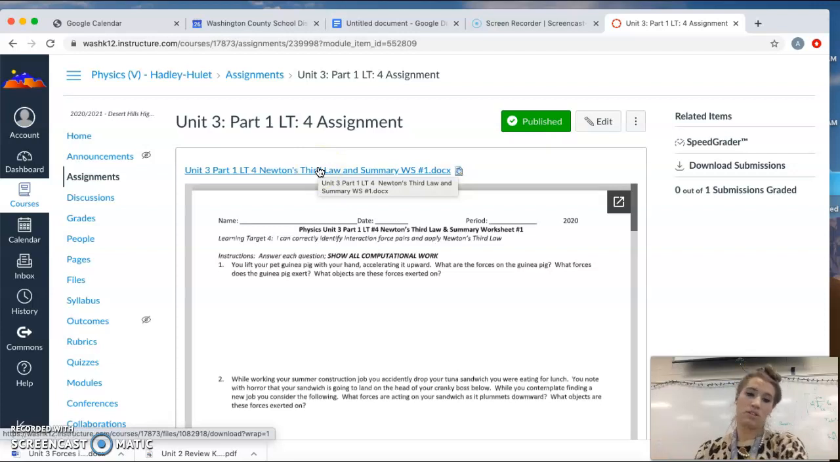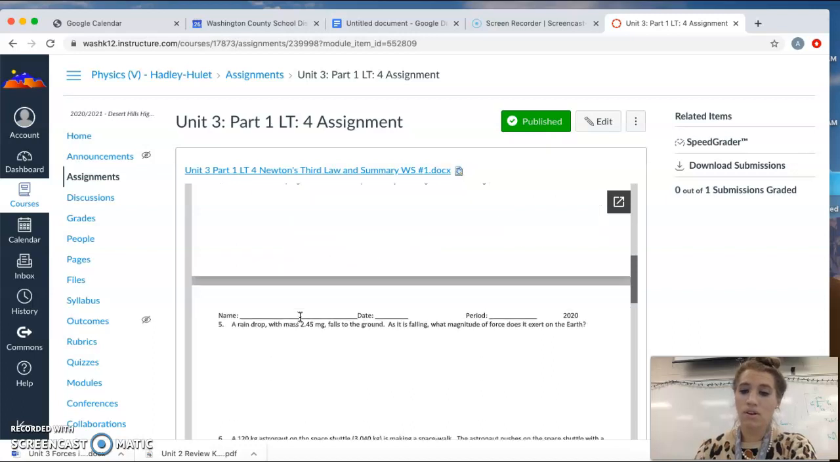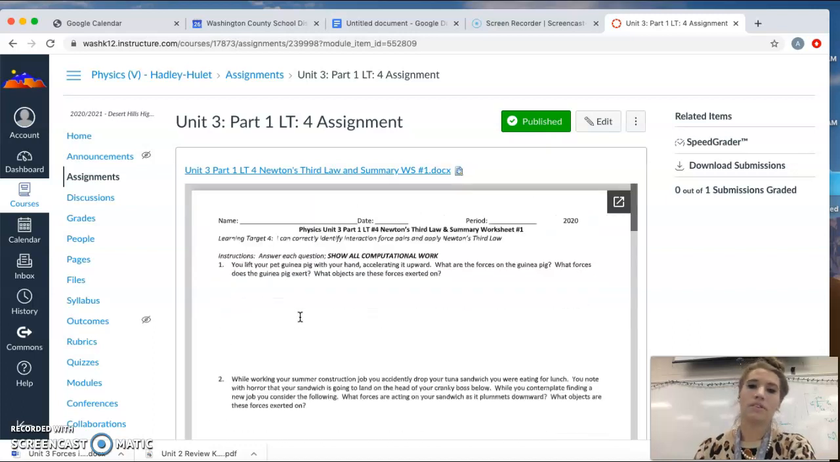Either answer the questions on a separate sheet of paper and turn those in, or print it out, fill it in, and then submit it that way. Which reminds me, please take pictures of your submissions, not videos where you're quickly skimming through them. Pictures allow me to grade them more accurately, thoroughly.